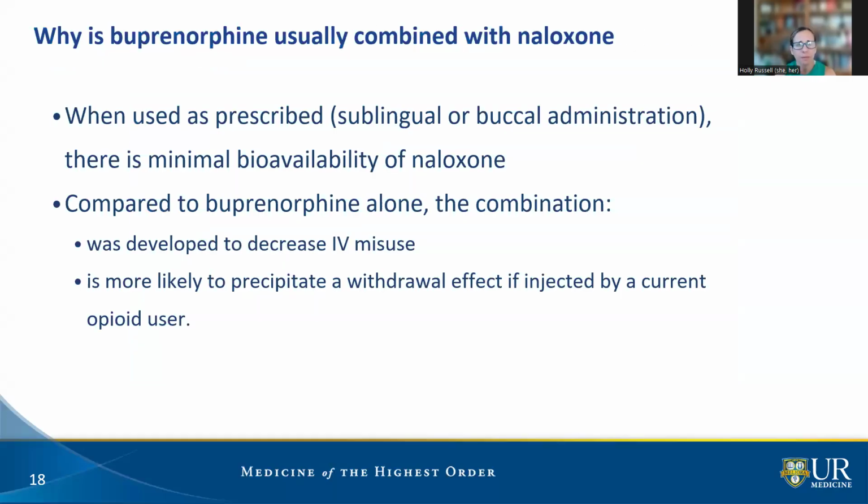A question that often comes up is why buprenorphine is usually combined with naloxone. That's because it was developed to decrease misuse and was supposed to act as a deterrent. When it's used as prescribed, either sublingual or buccal administration, there is minimal bioavailability of the naloxone. It really doesn't do much if patients take it as prescribed. However, the thought is that if patients were to dissolve the film and then inject it, it would precipitate a withdrawal effect, and therefore it acts as a deterrent to misuse.